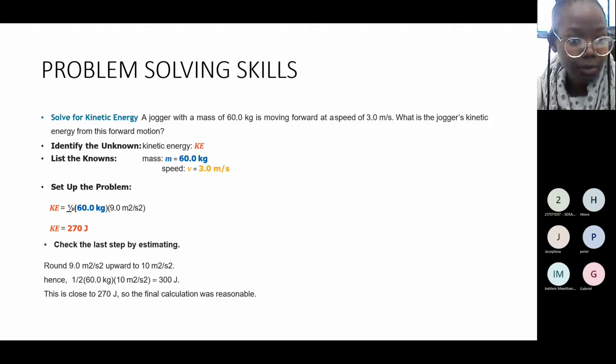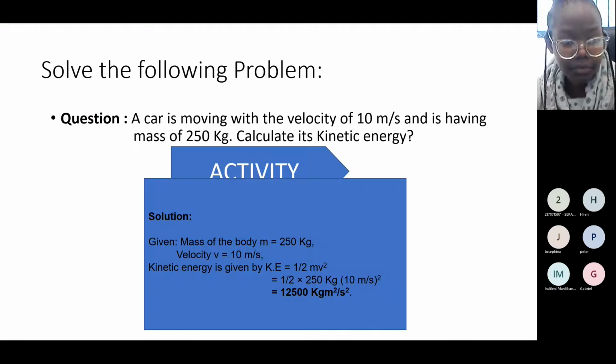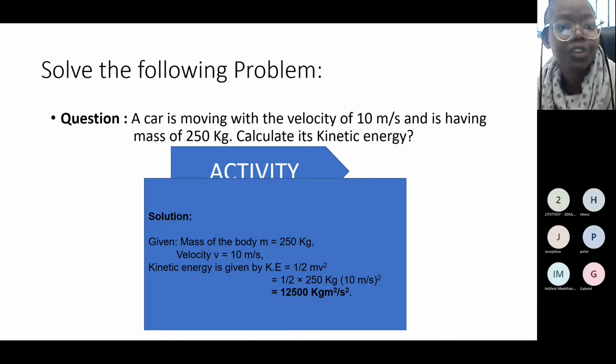So moving on, it's an activity which is about solving the problem using the equation for kinetic energy. It says a car is moving at a velocity of 10 meters per second and has a mass of 250 kilograms. What is its kinetic energy?